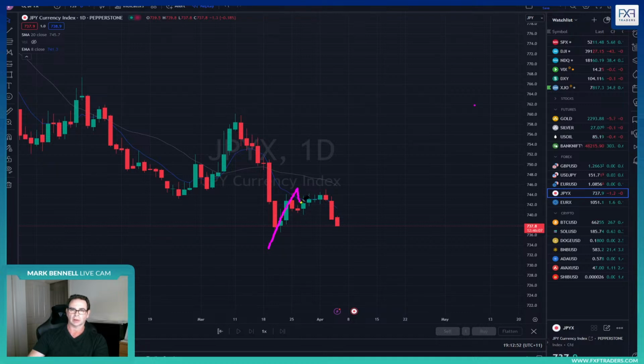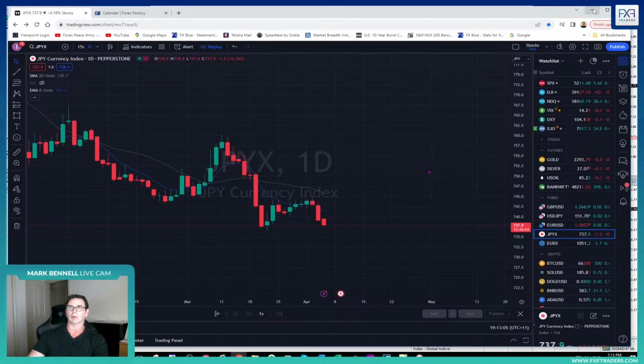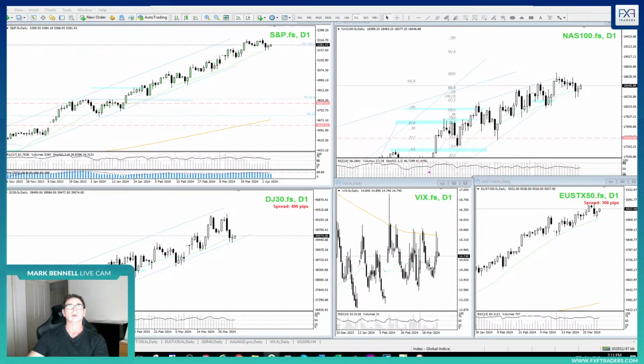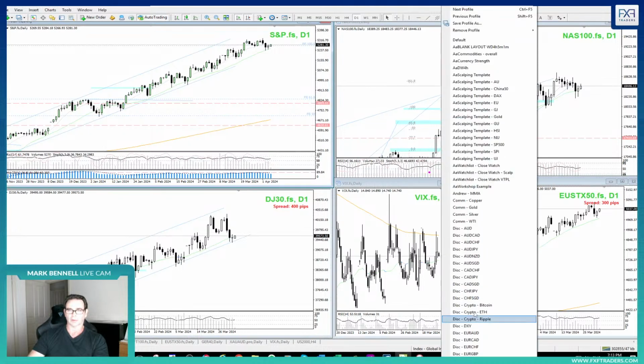All right, so we've got a nice little AB shallow C or ABC here. Entry was kind of through there if you traded that. You've got to be mindful that the probabilities are that it continues. All right, so let's have a look, folks. Got a huge amount to get through, so let's do this.